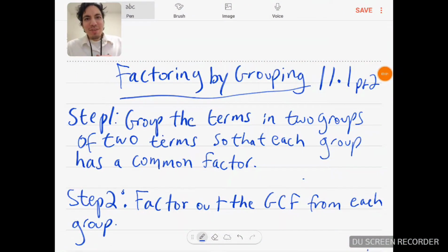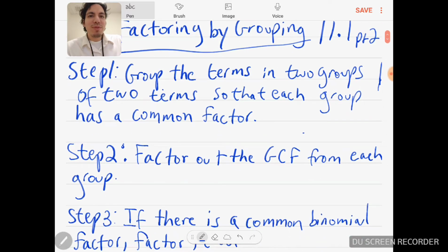Hey class, Absolute 5 here, and today we're going to talk about factoring by grouping, part 2 of the first part. Because I know the first part we did the GCF, which is what you're going to need to start factoring these kinds of problems.